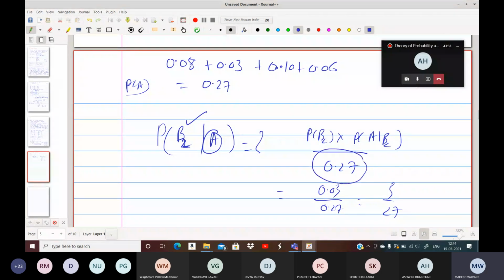You can check the answer. We'll have another example of this in tomorrow's lecture, which will conclude Unit 1.